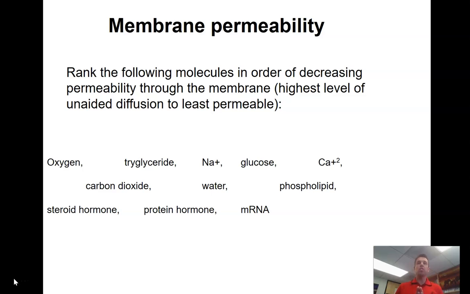Some things are going to need help via channels or transporters, and other things get through pretty easily on their own. So what I want you to do is think about the properties of the phospholipid bilayer and the cell membrane that we've talked about already, and then see if you can figure out which of these various molecules here, we have oxygen, triglyceride, carbon dioxide, etc., are able to get through the membrane on their own without help, without needing a channel or transporter. Which ones permeate through the membrane on their own rapidly and easily, and which ones have more difficulty, basically would need help?